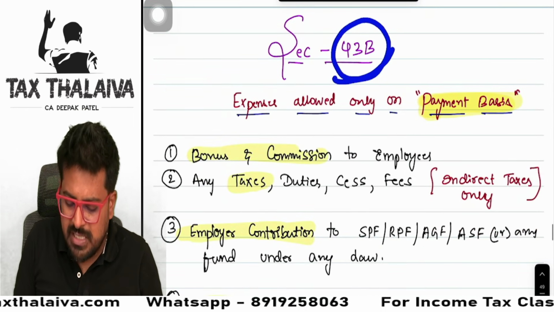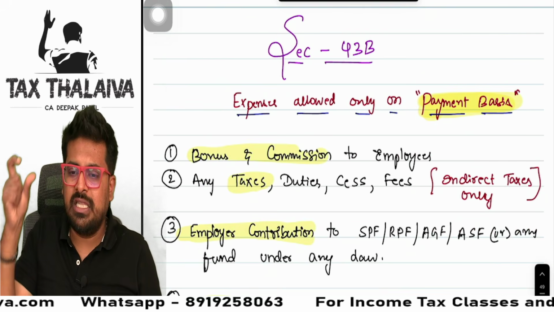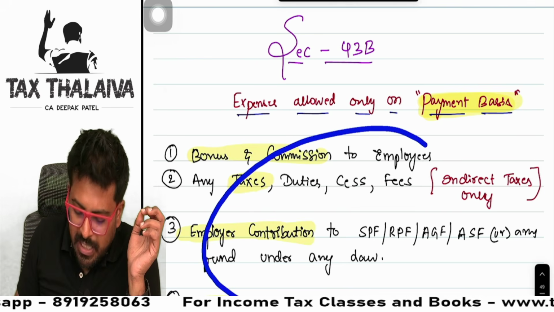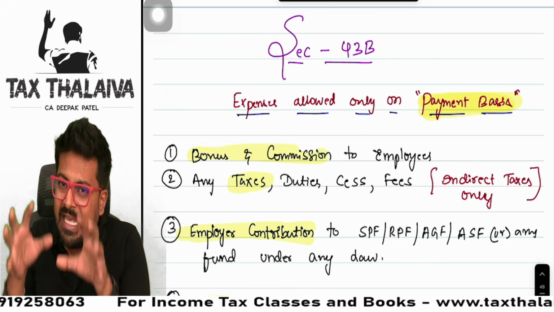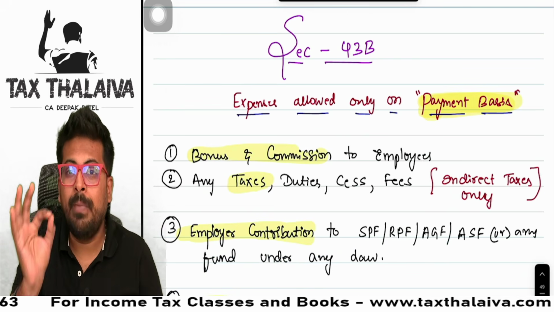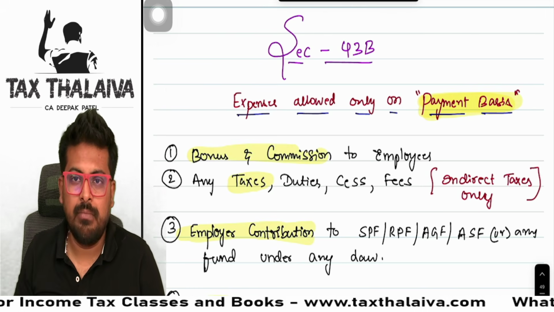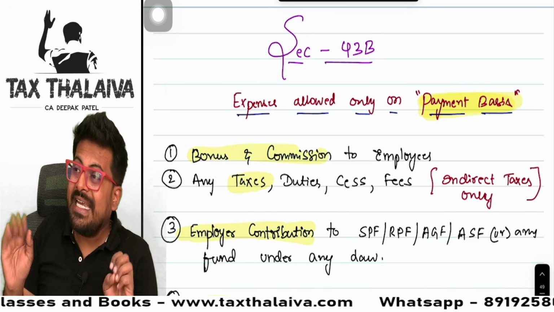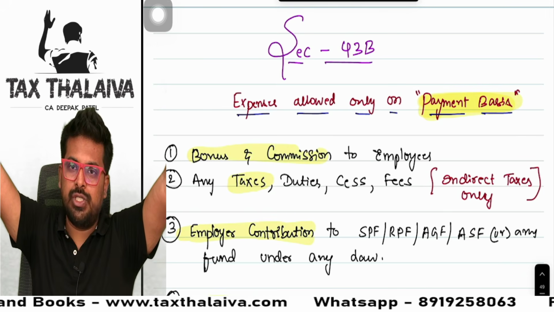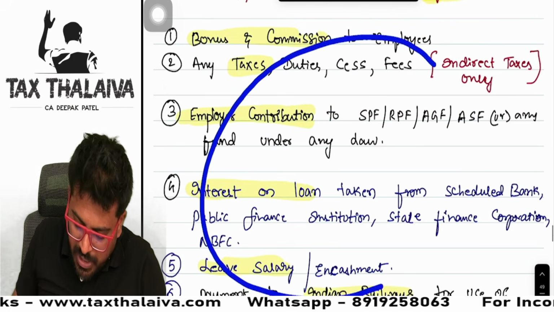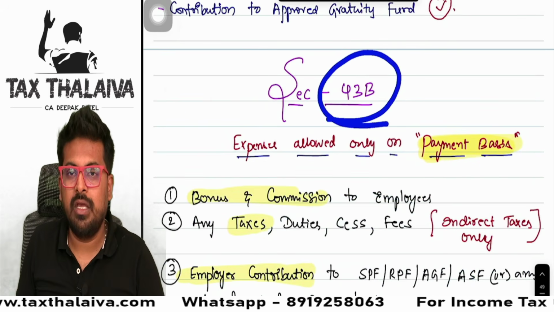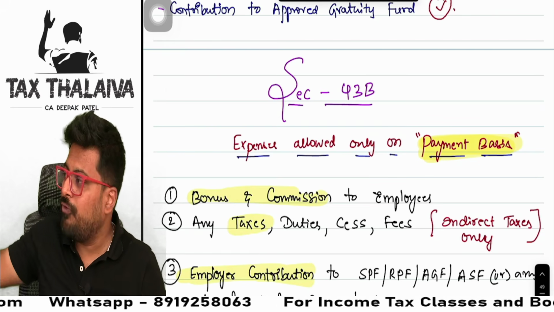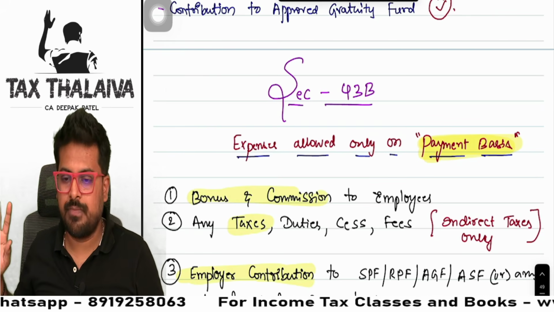Now, at multiple places we have seen section 43B. What is 43B? Very simple. In 43B, there is a list of expenditures given. For these expenditures, you have to make payment before filing the return of income. All other expenditures, if you are following the accrual basis of accounting, even if payable, you can still claim as expenditure. But for the list of expenditures under section 43B, you have to actually make the payment before filing the return of income in order to claim the deduction.